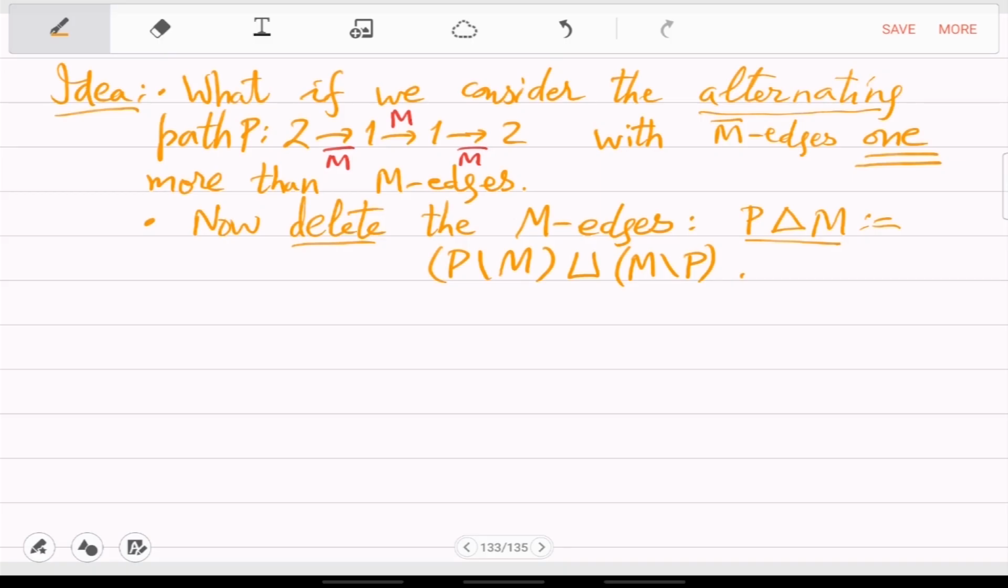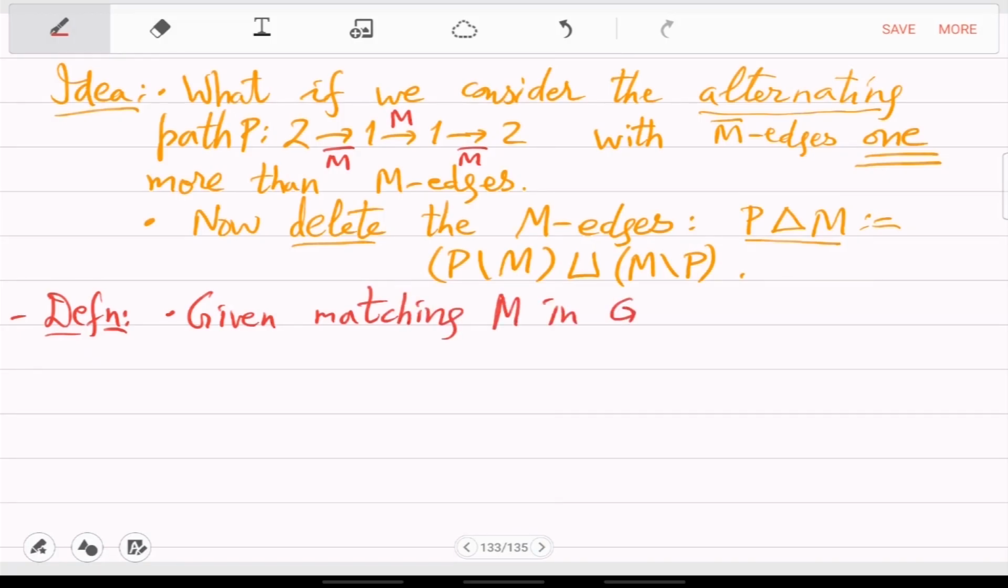So in general, this is obviously more complicated. So for that, let us now formally define it. So alternating path in a, so given matching, maximal or whatever, some matching in G, which is XY, right?